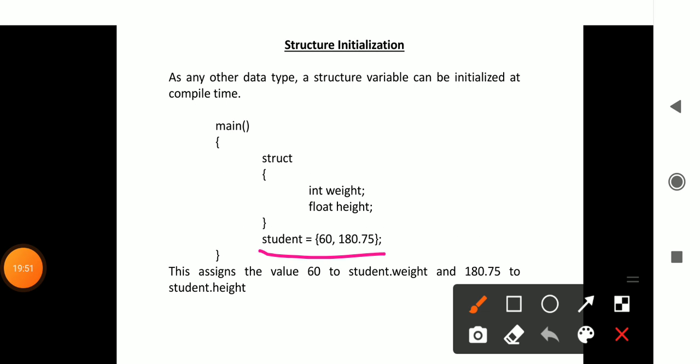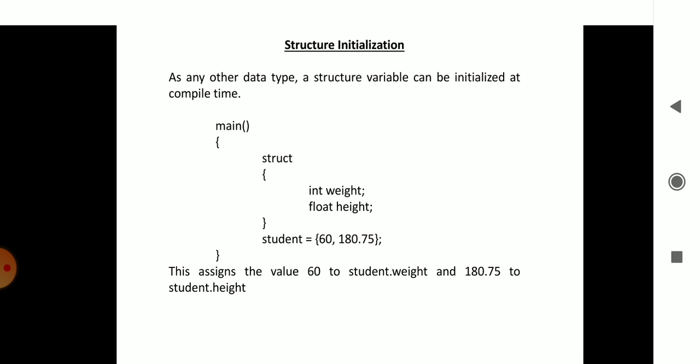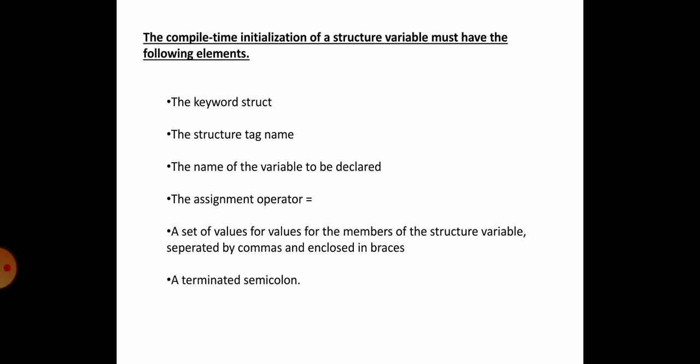As student equal to, within the curly braces we have given 60 comma 180.75. So each value should be separated with a comma and all the values should be given inside the curly braces, and all of these should be terminated with a semicolon. So this is the way of initializing the structure variables.